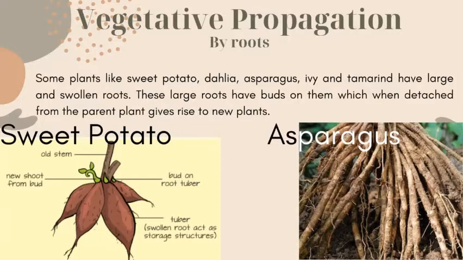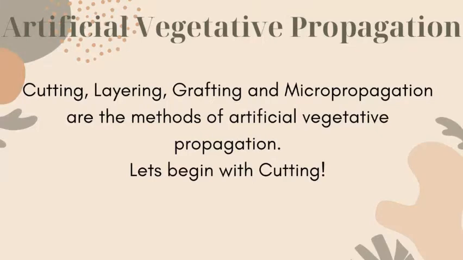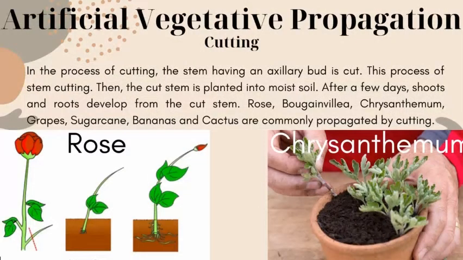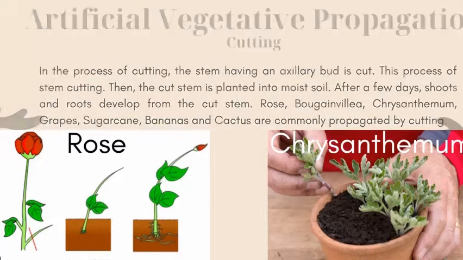All these methods were natural. There are also some artificial methods of propagation. They are cutting, layering, grafting and micropropagation. Let's begin with cutting. In the process of cutting, the stem having an axillary bud is cut. This process is called stem cutting. Then, the cut stem is planted into moist soil. After a few days, shoots and roots develop from the cut stem. Rose, bougainvillea, chrysanthemum, grapes, sugarcane, bananas and cactus are commonly propagated by cutting.